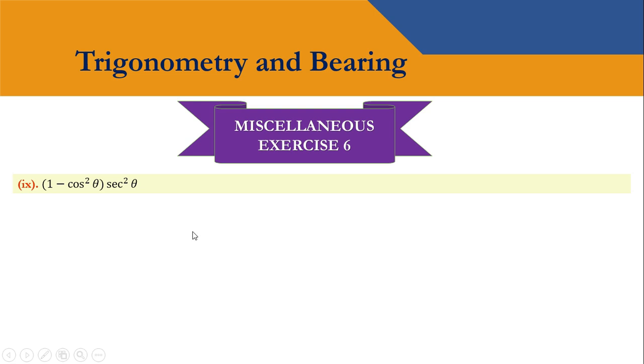Now here is another trigonometric identity in question number 9. 1 minus cos²θ times sec²θ. As you know, 1 minus cos²θ is equal to sin²θ, and sec²θ is a reciprocal identity which is equal to 1 over cos²θ. Combining both of these, we get sin²θ over cos²θ, and because sin divided by cos is equal to tan, and both are squared, it is equal to tan²θ. The correct option is D.